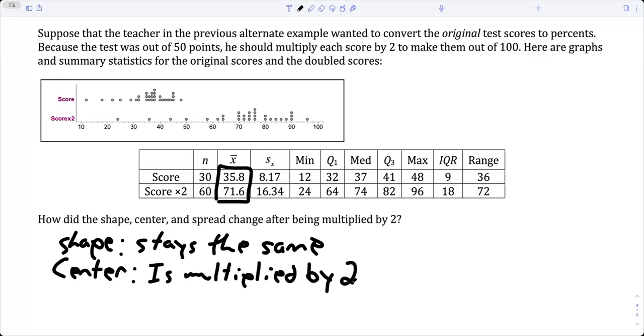And what happens to the spread? Look at the standard deviation there. Okay, the spread is also multiplied by 2.